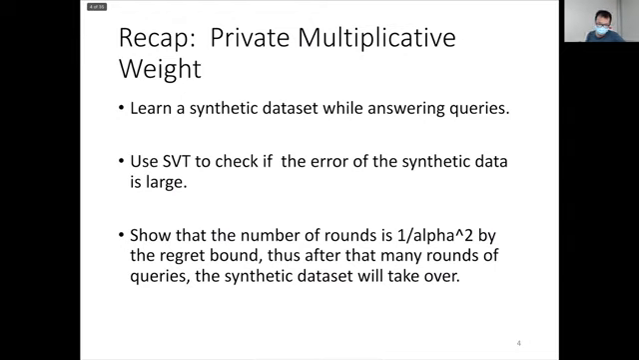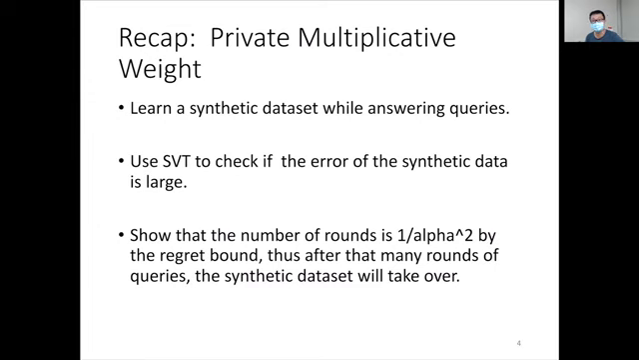Let's take a closer look at this private multiplicative weight. The key idea of this algorithm is to learn a synthetic data set while answering queries. And this synthetic data set, you can think about it as some hypothesis that your machine learning algorithm is keeping track of. It learns online, and from the guarantees of this online learning algorithm, you will know that it has no regret. And then we use the sparse vector technique to check if the error of the synthetic data on every new query is large or small.